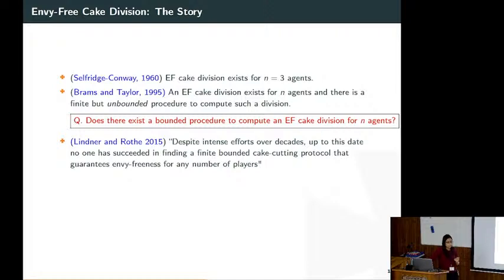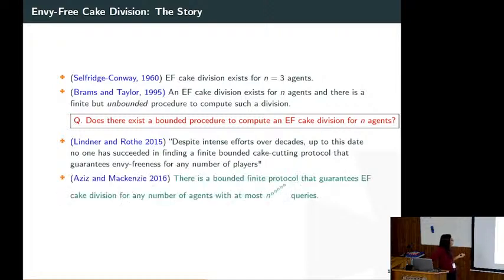So after many decades of research, now we know that there is a bounded finite protocol, but what is the bound on the number of queries? It is n to the n to the n towers of n. It is exponential to the exponential to the exponential. But the good part is we know that it is bounded at least. And the algorithm uses some nuanced techniques.